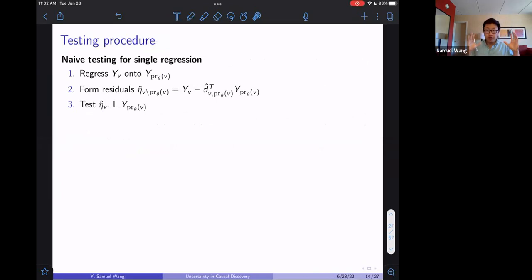Okay, so if I just think about a specific node v in my graph, and I want to do that test once, this yields a very straightforward but slightly naive procedure where we're simply going to regress v onto its predecessors. We'll form the residuals, and again I have a hat here because these are the estimated residuals, since I'm using an estimated linear coefficient. And then once I have the residuals, I can apply any independence test you like to test whether the residuals are independent of the predecessors.